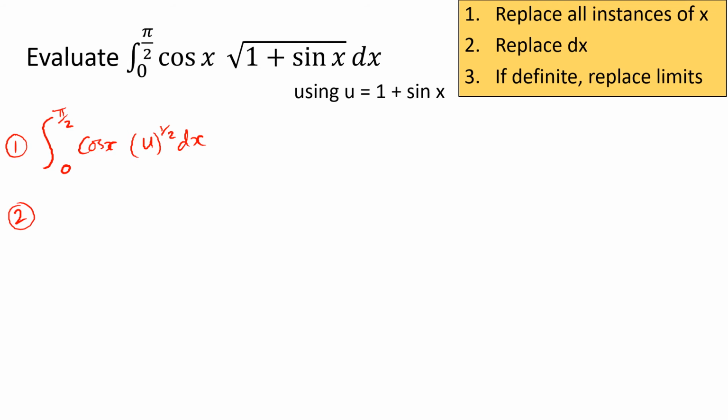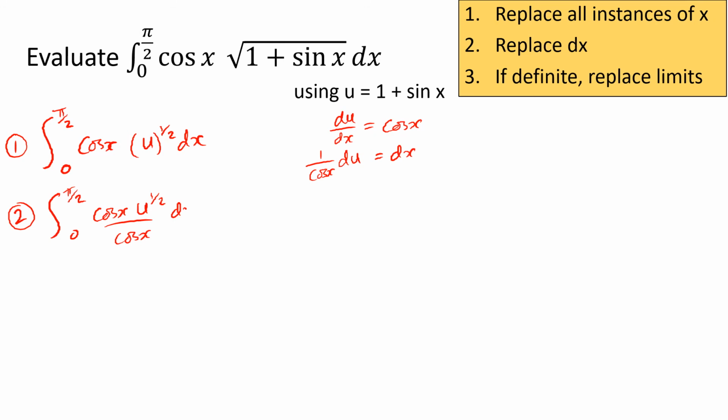Step 2, okay, so we'll do du by dx, which is equal to just cos x. So given we're substituting in what dx is, we can rearrange this to dx is 1 over cos x du. And let's substitute that in. So we'll have pi over 2, 0, cos x times u to the half times 1 over cos x du. And the great thing about that, as before, is that the cos x's will cancel out, and we have a super easy substitution to make, which is going to be just u to the power of a half with respect to u. But before we do that, let's change our limits.